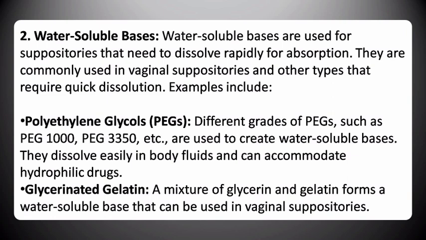They are commonly used in vaginal suppositories and other types that require quick dissolution. Examples include A. Polyethylene glycols, PEGs, different grades of PEGs, such as PEG 1000, PEG 3350, etc., are used to create water-soluble bases. They dissolve easily in body fluids and can accommodate hydrophilic drugs. B. Glycerinated gelatin. A mixture of glycerin and gelatin forms a water-soluble base that can be used in vaginal suppositories.